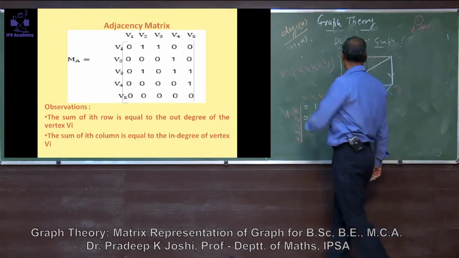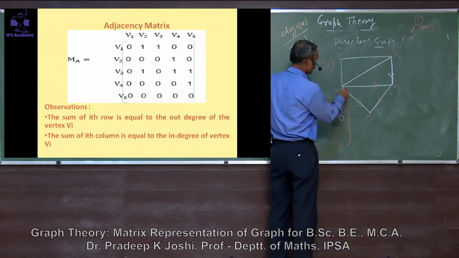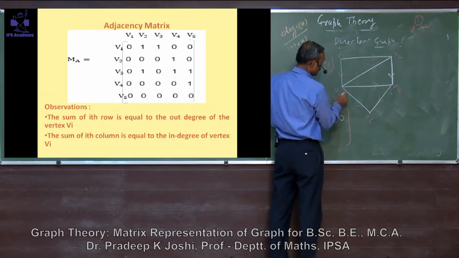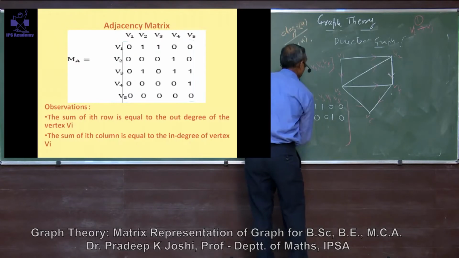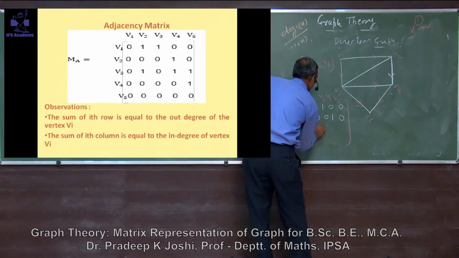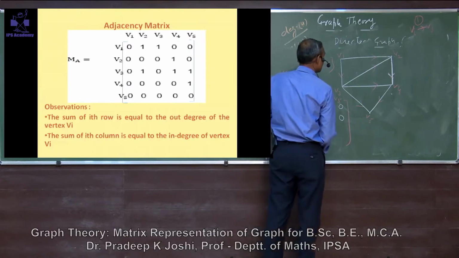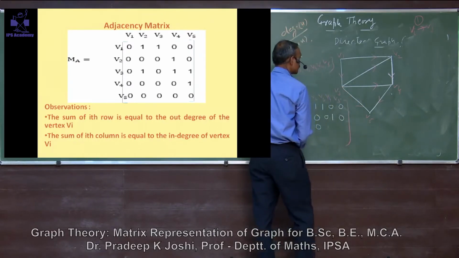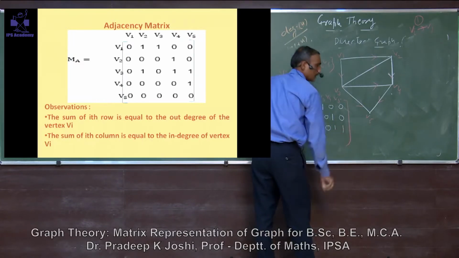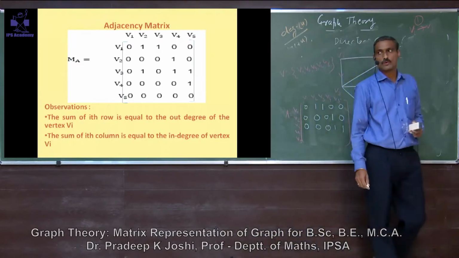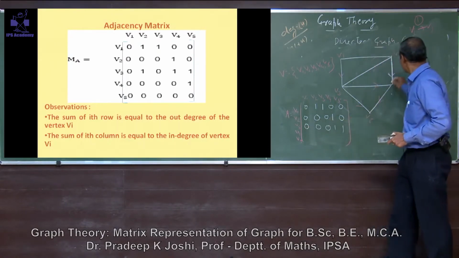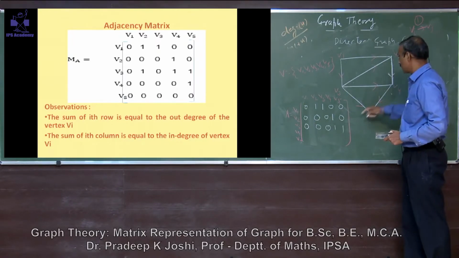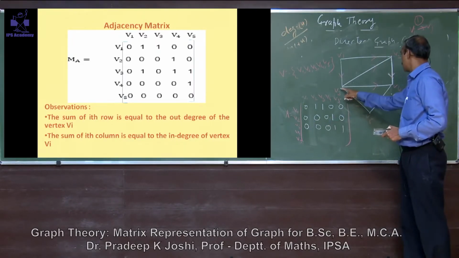Now V3 is adjacent to V4 and V5, so V3 is not adjacent to V1, so put 0, not adjacent to V2, put 0, so V3 is adjacent to V4 and V5, so 1 1. So the V3 row is 0 0 0 1 1, because V3 has a direction to V4 and a direction to V5.